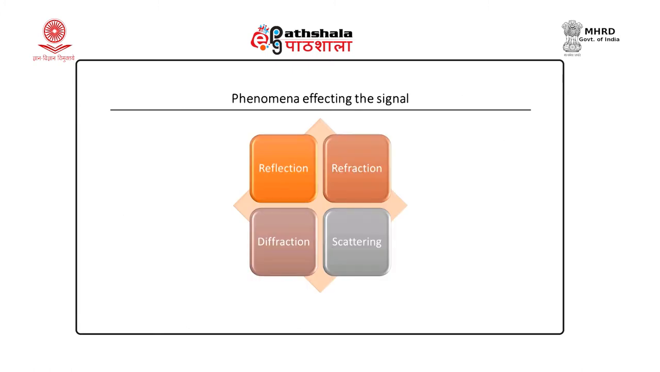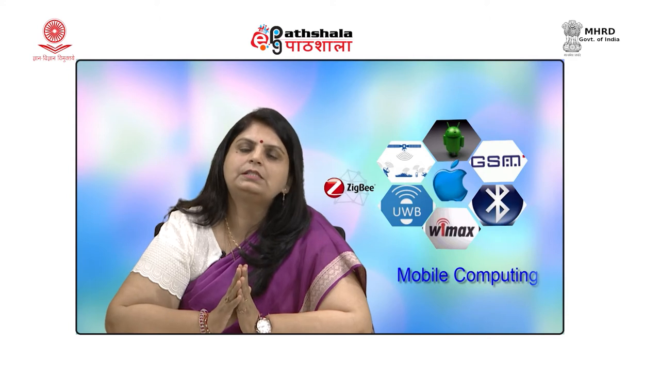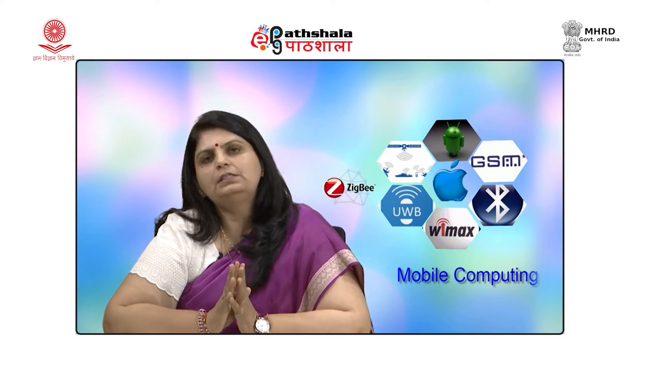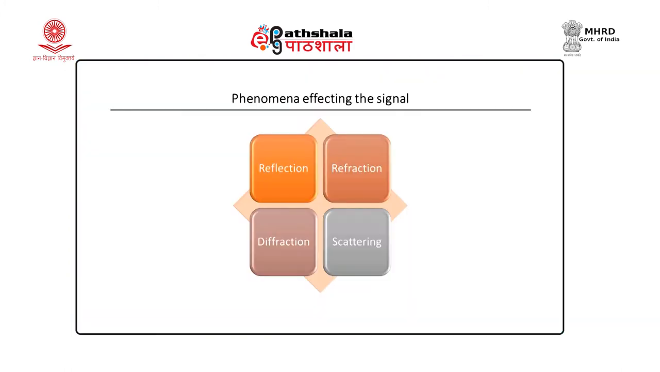So, we have just seen the different modes in which the signal travels. Now, let us see the phenomena which affect the signal when it travels from transmitter to receiver. These are the four phenomena: reflection, refraction, diffraction and scattering.